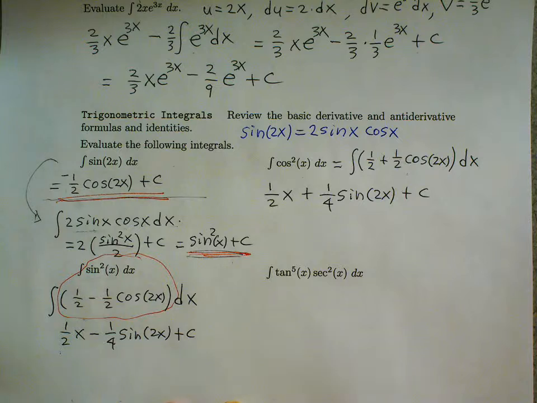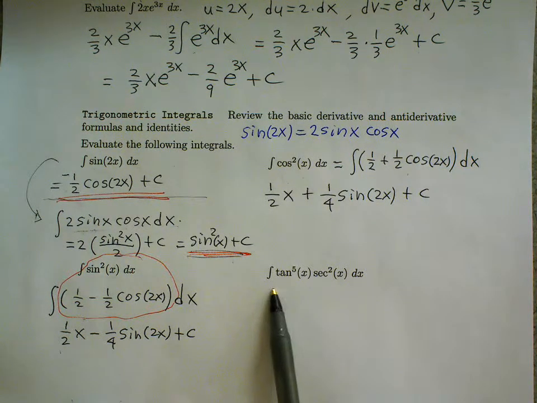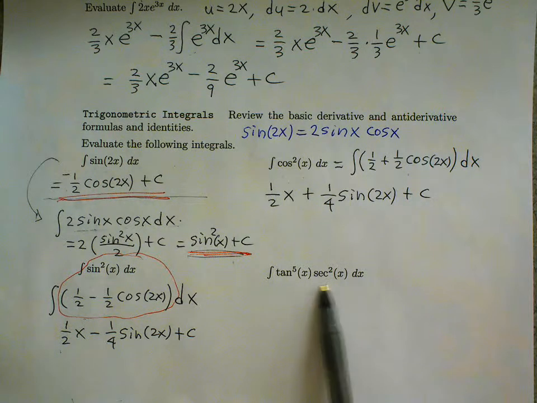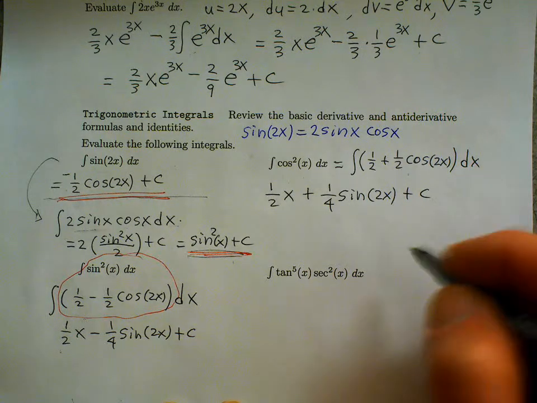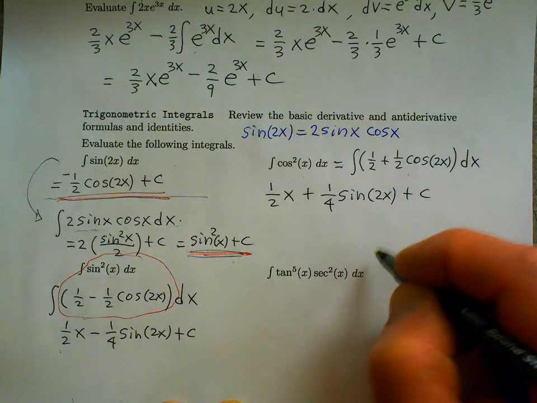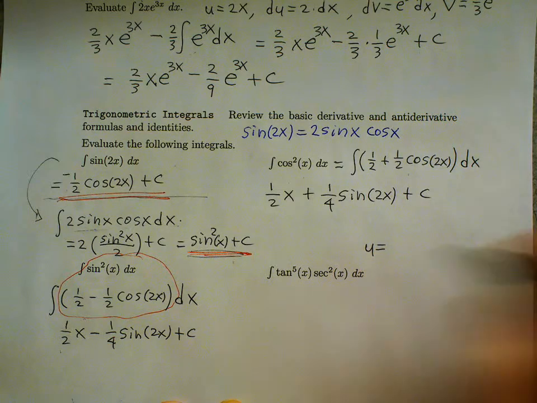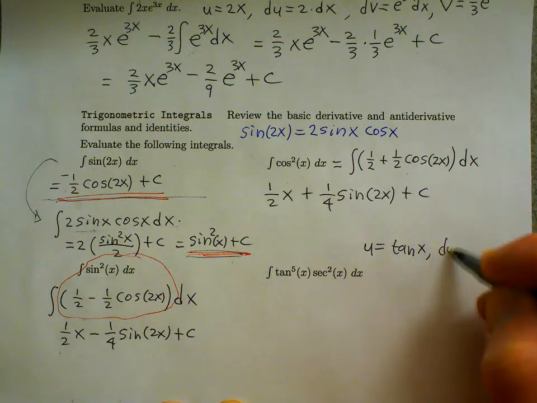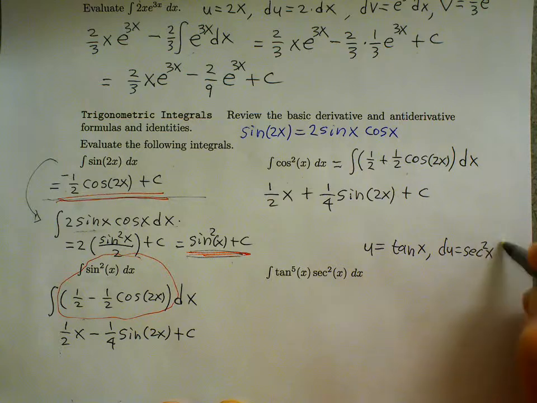Okay, moving on to the next example. The indefinite integral of tangent of x to the 5th times secant of x to the 2nd dx. So here, the thing that stands out to me the most is to note that the derivative of tangent of x is secant of x squared. So using the substitution rule, if we pick u to be tangent of x, then du is secant of x squared dx.